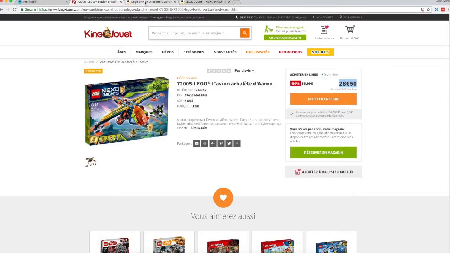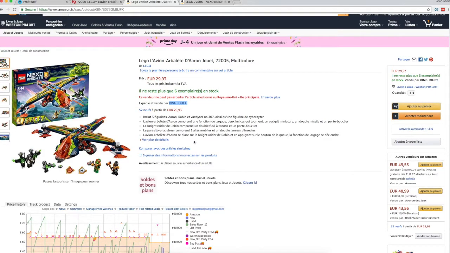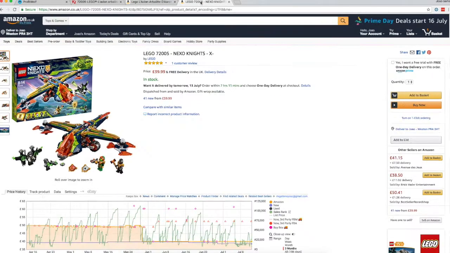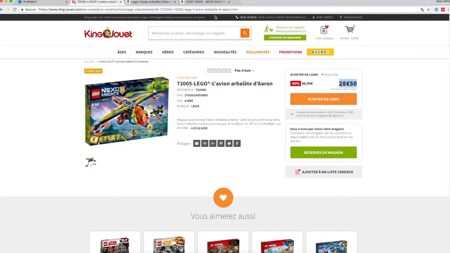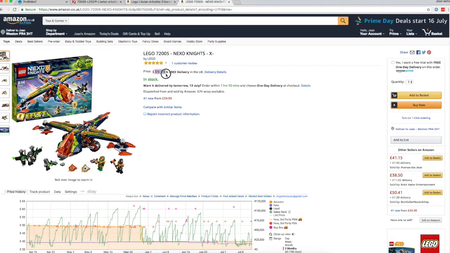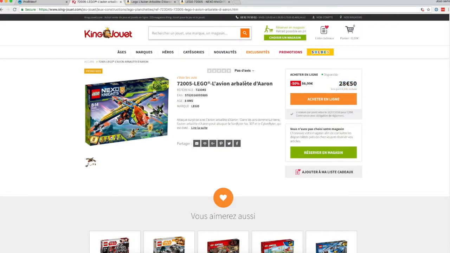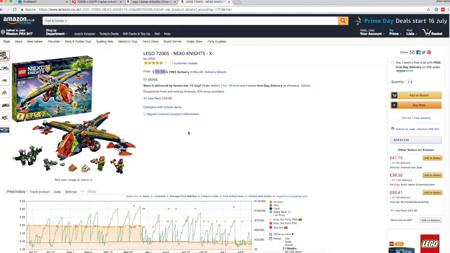So the trick here to instantly increase the margin is to go to Amazon Co UK, and here you see the price is $39.99. So don't forget that this is pounds and this is euros. So this is 45 euros compared to 28.50 euros. So it's not bad at all. I think you can make at least €5 profit on this.